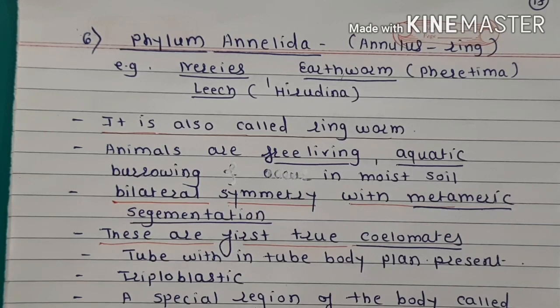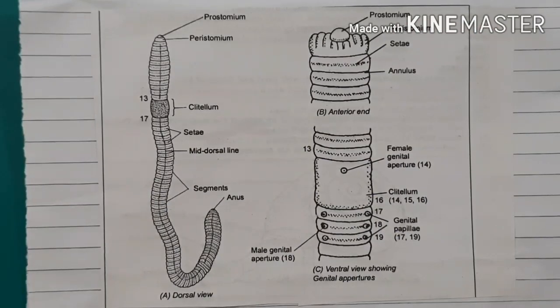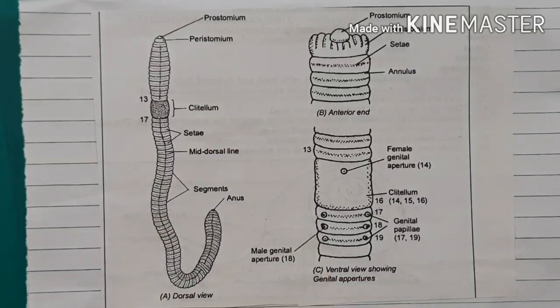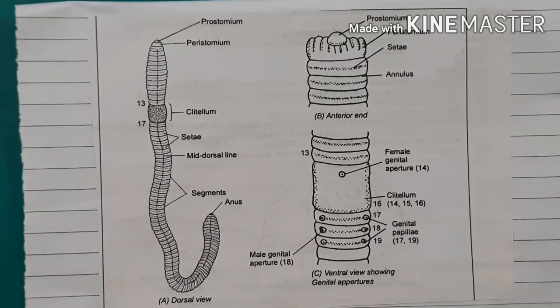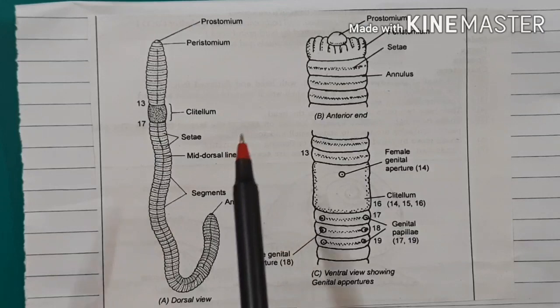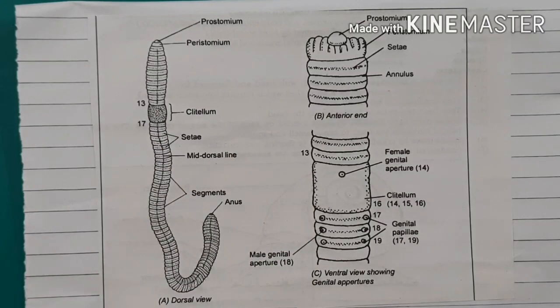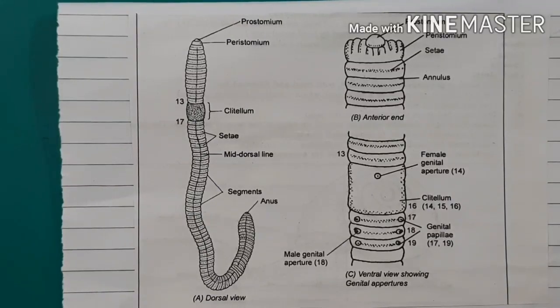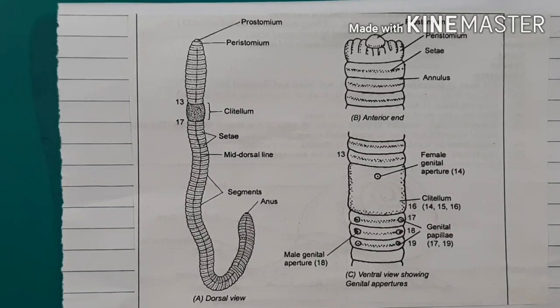Tube within tube body plan is present. Triploblastic. In earthworm, a special region, the clitellum, is present. It has a special function. It is useful in burrowing and cocoon formation. Locomotion with the help of longitudinal and circular muscles. Locomotion takes place by locomotory organs.